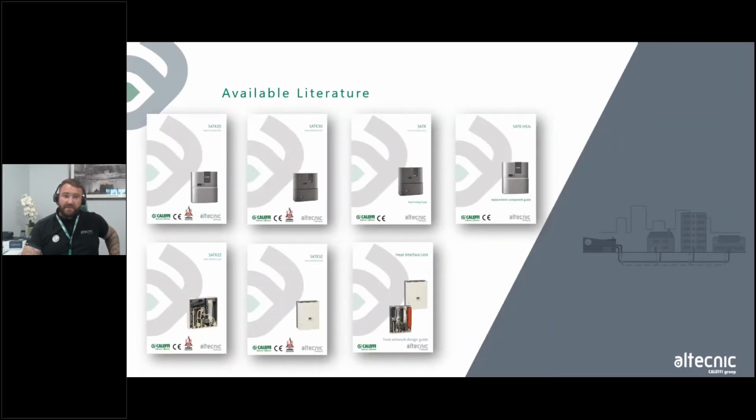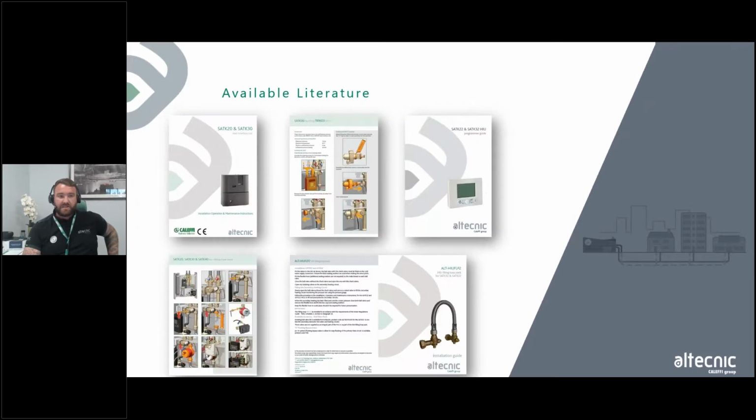Some of the literature that we have available: we have lots of IOMs, data sheets, heat interface guides, heat network guides, and design guides for heat networks. We have all this information available across all of our ranges. We have more than the SAT K22, 20 and 30 and the 32 and 22. We have a whole range of heat interfaces for different installations. There are IOM instructions on how to fit heat meters or differential pressure DPCVs, but also the room controllers as well. So we have a lot of information that accompanies the heat networks and the HIUs itself.